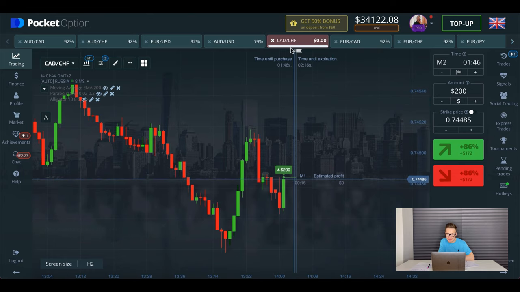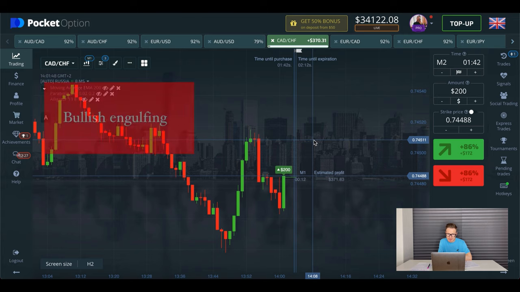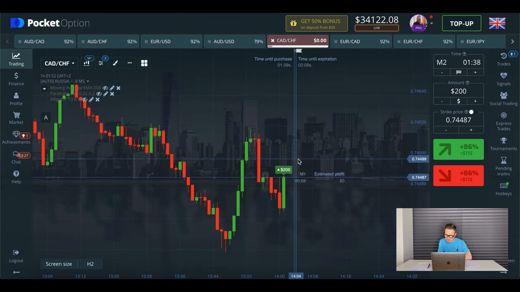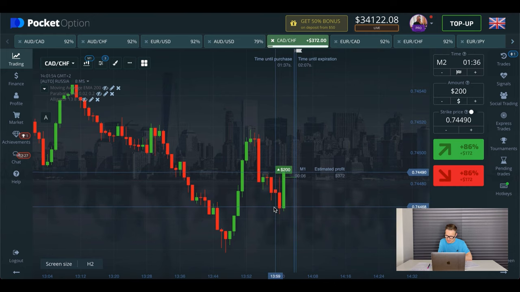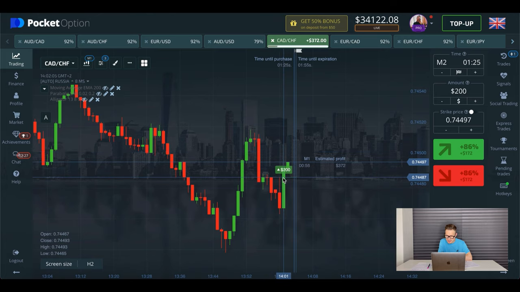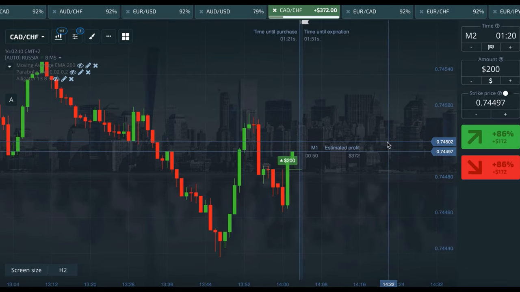Okay, traders, I choose this currency pair. We have a bullish engulfing. The first candlestick is a short red body, completely engulfed by a large green candlestick. Next, when the price went up, I make a call option.